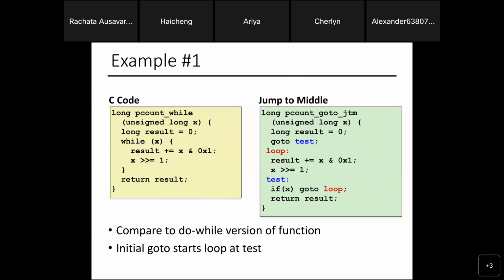Yeah, so here's an example. Let's do pop count using the while loop, right? So you do while x, if x is non-zero, you do the population count. The same thing as the do while. Basically, it just switches to a while loop. The first thing you do is go to test, right? The first thing you do is jump here.